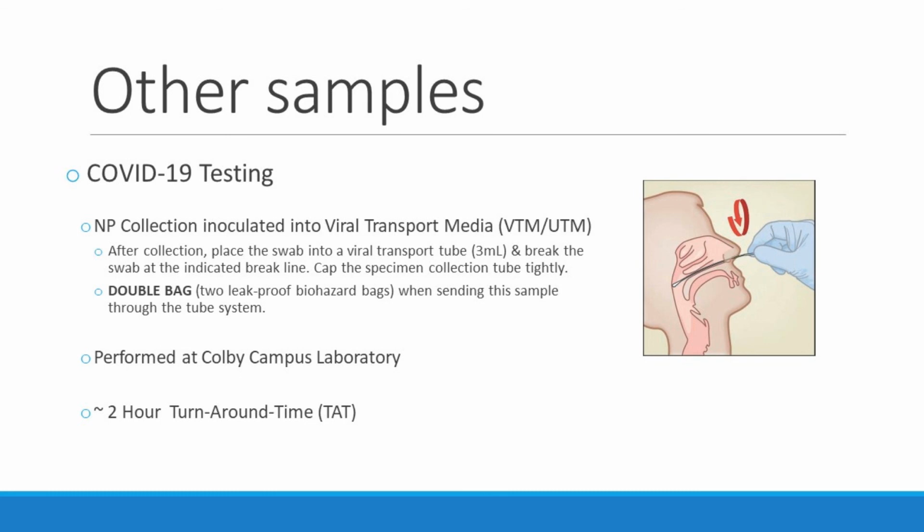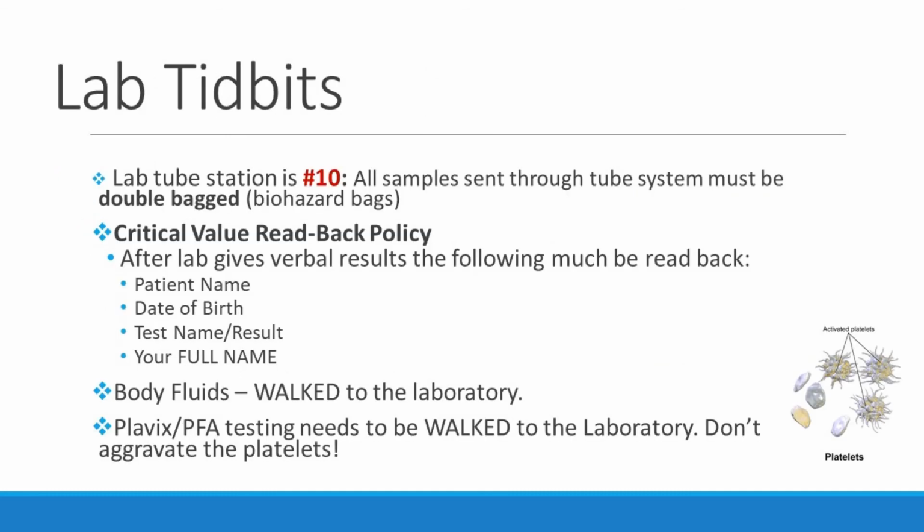Please note those M6 viral transport media bags that the tubes come out of, those have holes in them, so you need to make sure that you're putting it in 2 separate leak-proof biohazard bags. We do perform this test. As of tomorrow, we'll be performing this test at the Colby campus in our lab with about a 2-hour turnaround time. Our tube station is number 10. Again, double bag all tubes sent through the tube station.